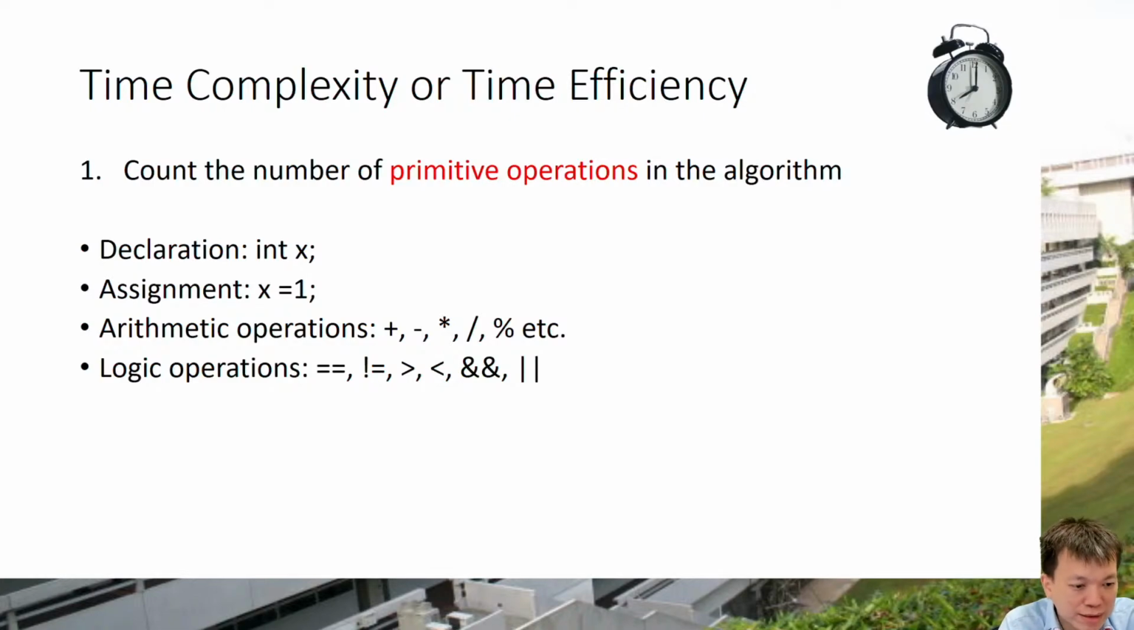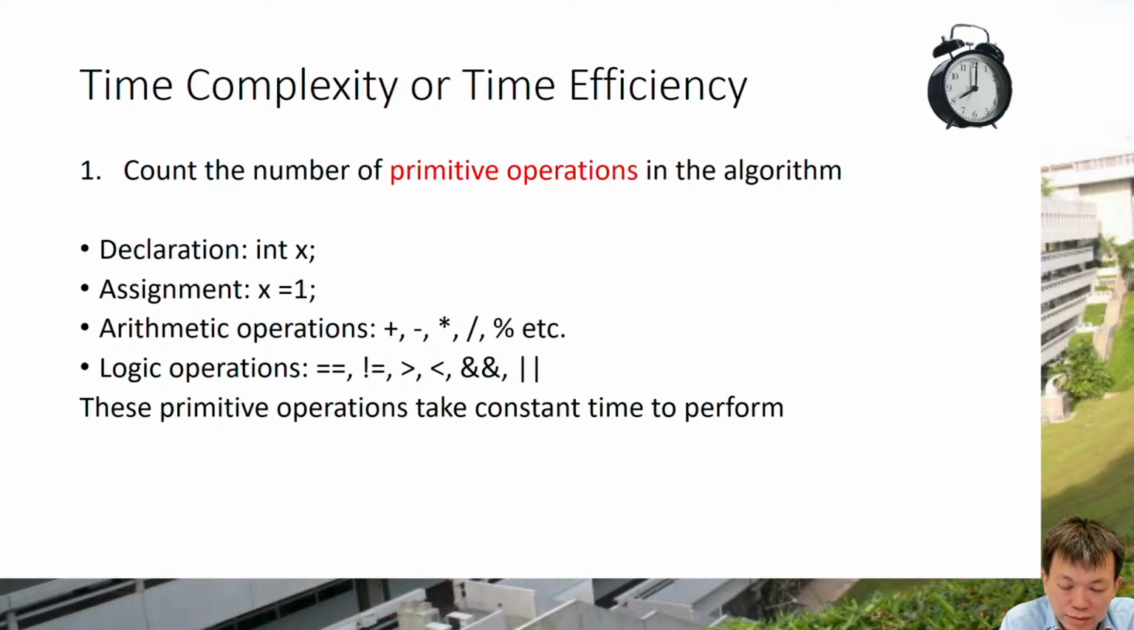Because in the processor, they basically can only do arithmetic and logic. There's a unit called the arithmetic logic unit, ALU. So this is the very basic operation that a computer can do. Logic operations: equal, not equal, greater, lesser, and, or, not, all the Boolean algebra operations.